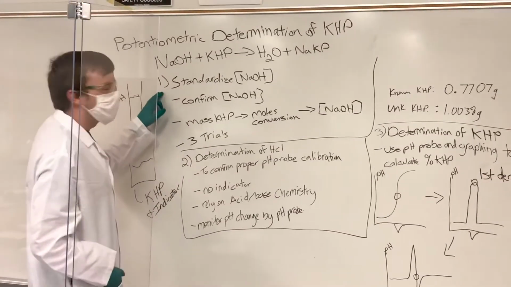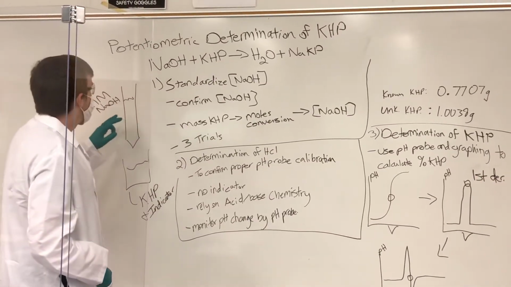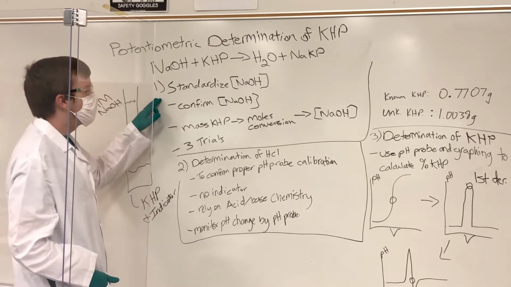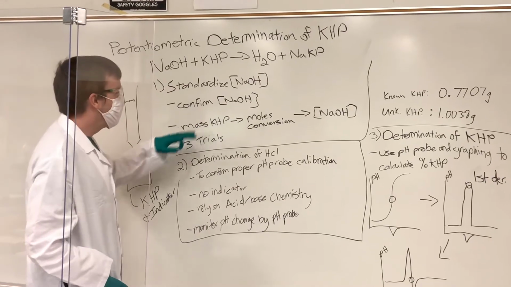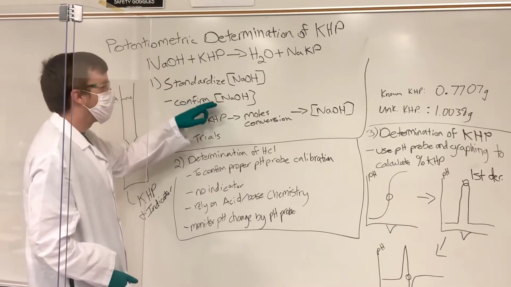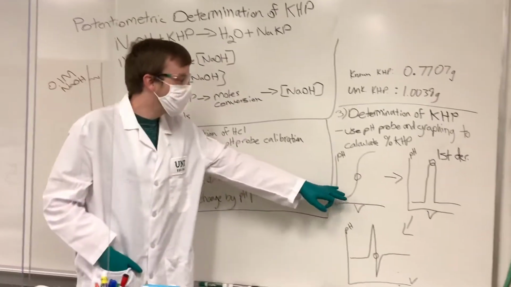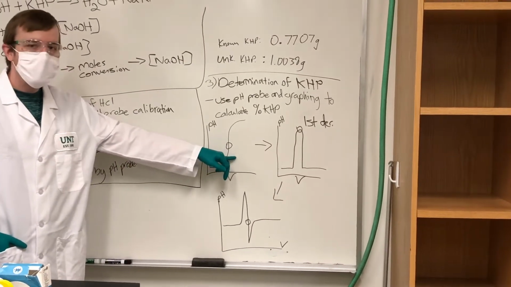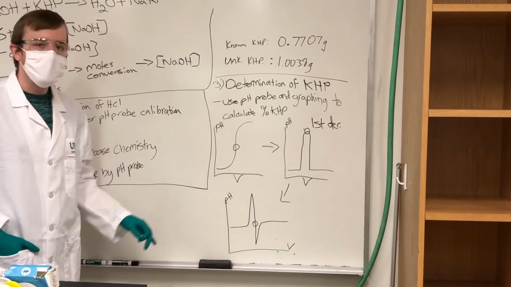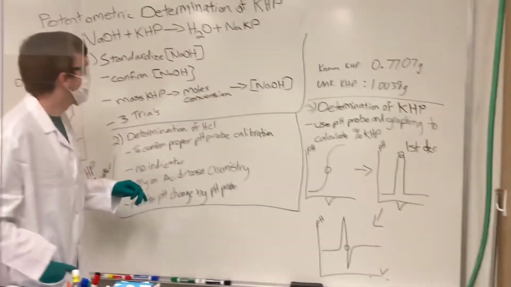First we're going to be standardizing the sodium hydroxide. We need to standardize the sodium hydroxide because this will confirm the sodium hydroxide concentration that's been prepared. By confirming the sodium hydroxide concentration, this will give you a more accurate and precise representation of your plotted graphs, and it will give you a better calculation for your KHP concentration.